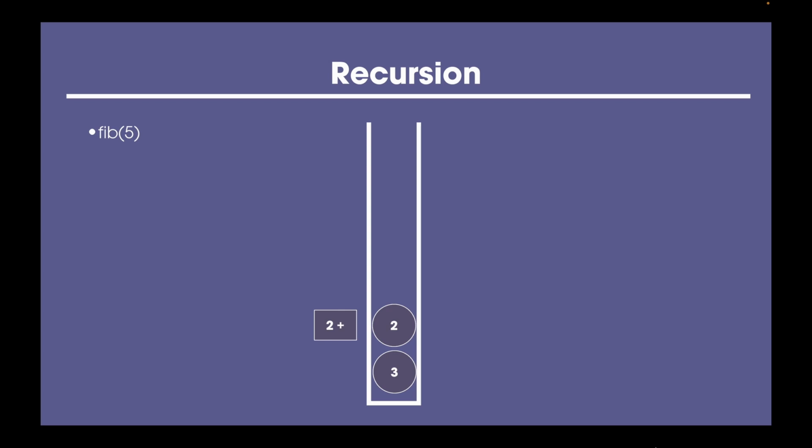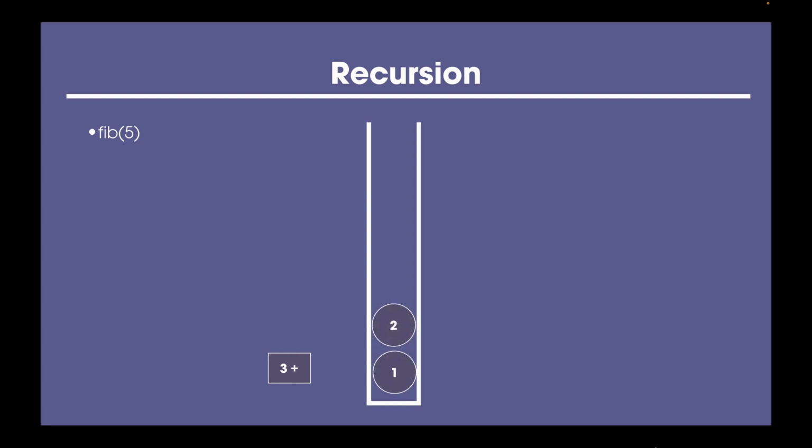Again, as per the stack's principle, fib of 2 we're going to evaluate as fib of 0 and fib of 1. Again, fib of 0 and fib of 1 are the base conditions. Fib of 0 will be 0 and fib of 1 equals 1. Let us add both of them and add to the previous value, that is 2. It will be 3.